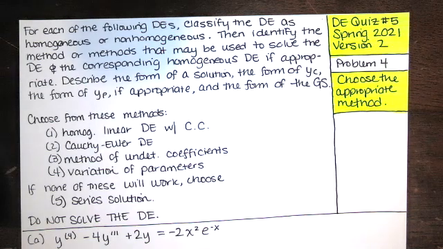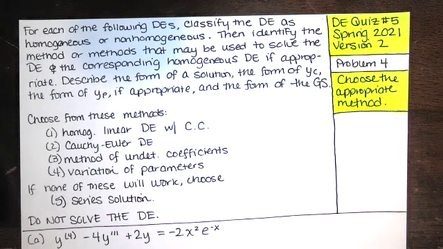These are 4 of the 6 methods that we studied in this course for higher order equations. We've got homogeneous linear differential equations with constant coefficients, Cauchy Euler differential equations, the method of undetermined coefficients, and variation of parameters. We also studied reduction of order, but that is not in the choose the appropriate method standard.